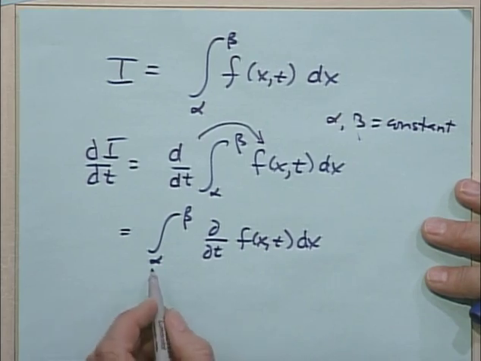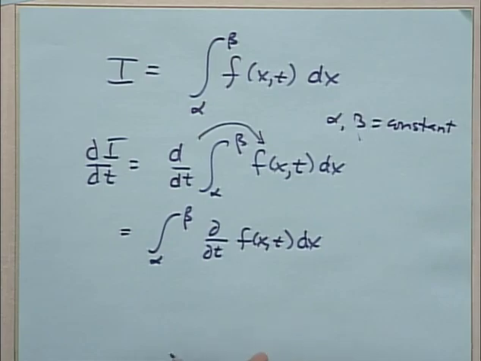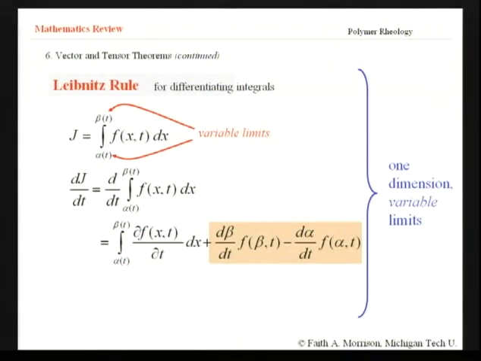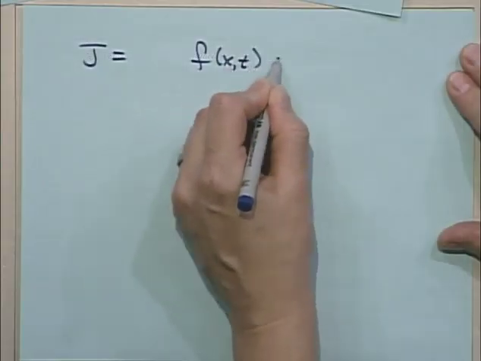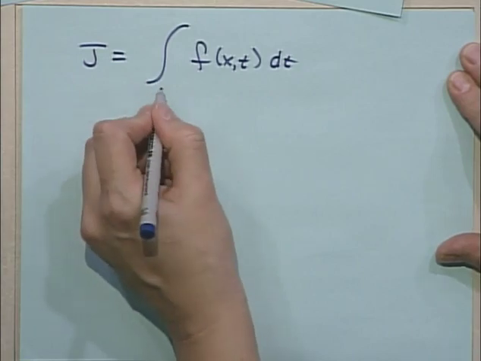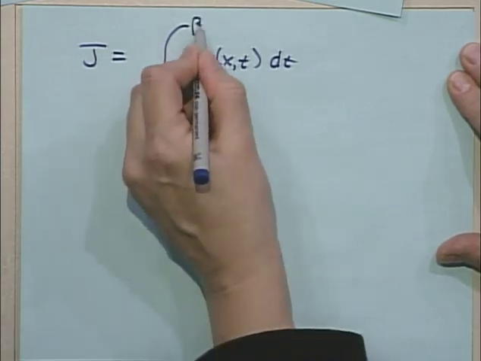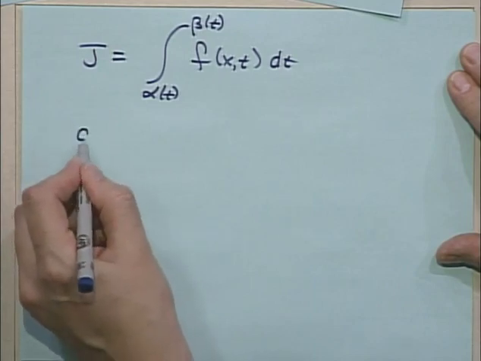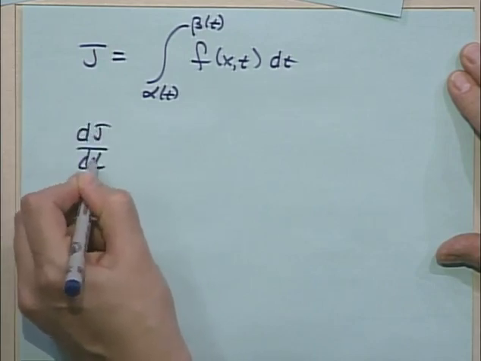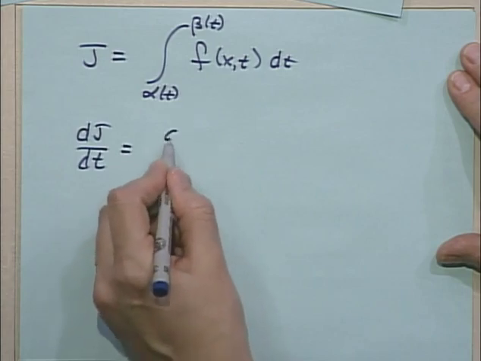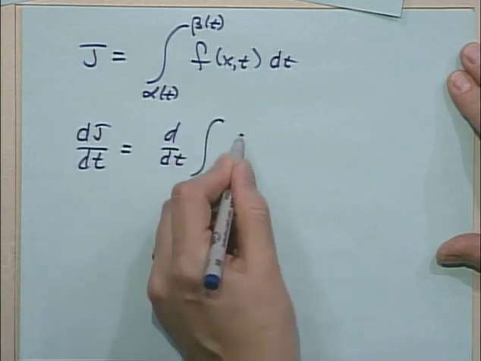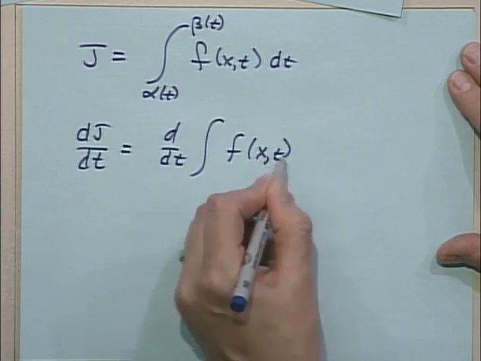Now the next case is an interesting one. What if these limits are not constant? Okay, so what if they're not constant? If they're not constant, then Leibniz rule is a little bit different. So now let me try a new integral. This will be the integral of f of x and t. And these limits are going to be alpha as a function of time and beta as a function of time. How now do I take this derivative? And again, we can just write that derivative. But in writing this term, I haven't really done anything.